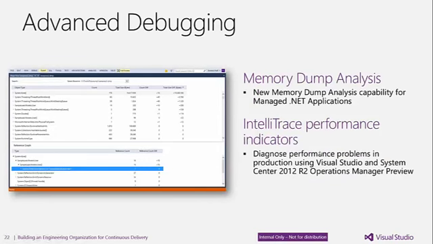Mm-hmm. So we've got a little bit more advanced debugging. So memory dump analysis gets a little bit deeper. We can actually drill down a little bit deeper in our reference graphs. And as you saw earlier, there's IntelliTrace in 2012, and it gets a little bit better in 2013. And we have some deeper OpsMan with the R2 preview for System Center.